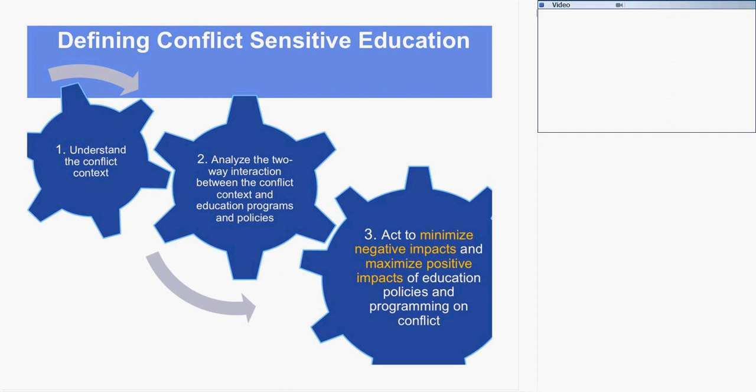The second step is to analyze the interaction between the conflict context and the education programs or policies: the program parameters or details, such as who's hired and what's being delivered, and how each of those activities may influence the conflict actors and dynamics. And the third step is to minimize the negative impact and maximize the positive impact of education policies and programming.